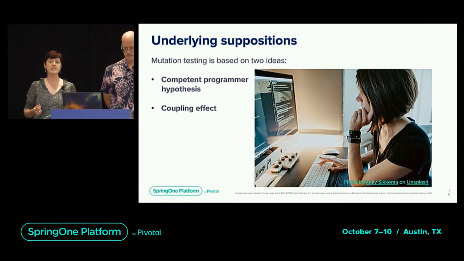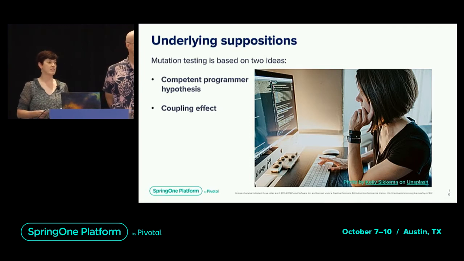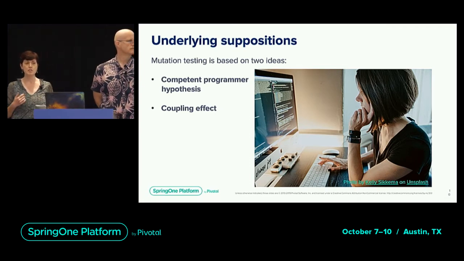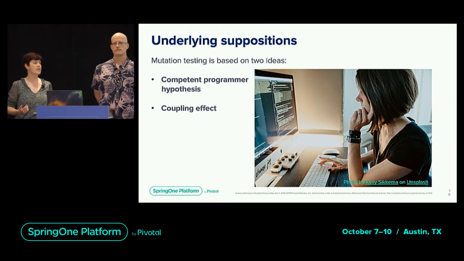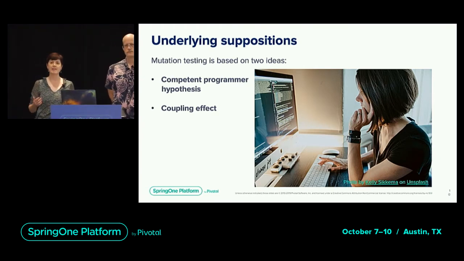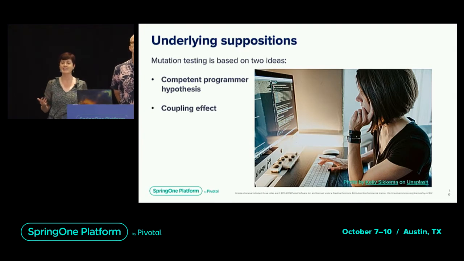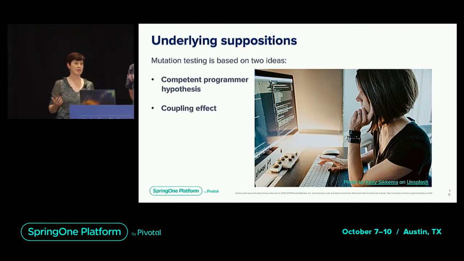The first is the competent programmer hypothesis. What this means is that the majority of defects in code are by competent programmers, so people who have some experience, and they're mostly little things. They're syntactic errors, or typos, or spelling problems. They're not necessarily large logical problems. They are things where most developers are getting things almost right.